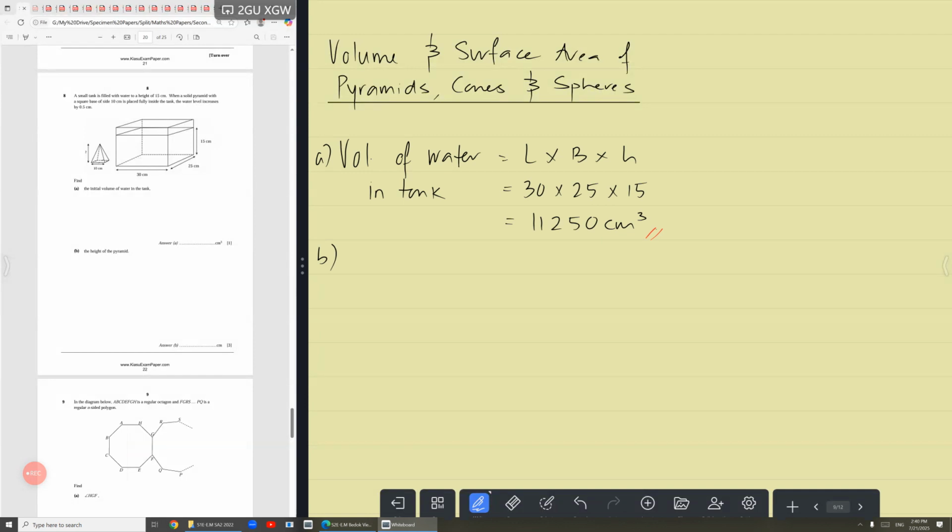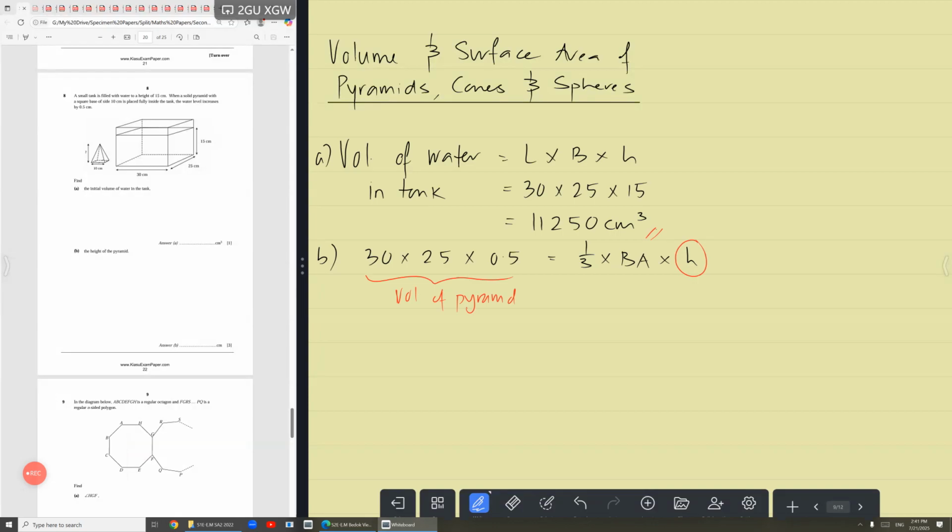So the volume of water displaced by the pyramid is simply 30 times 25 times the increment, which is 0.5, right? So the height will be 0.5 cm. This is the increment caused by the pyramid. This is the volume of the pyramid. And the volume of a pyramid is obtained by taking 1/3 times the base area times h, which is what we are looking for.